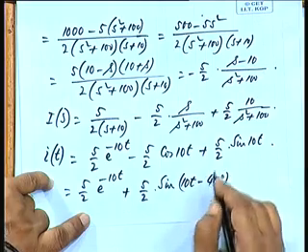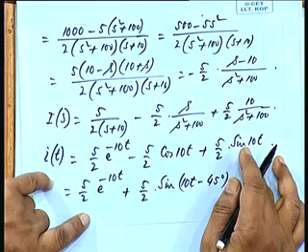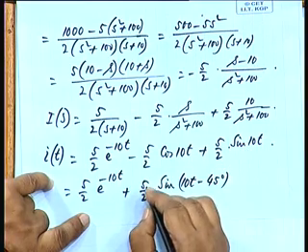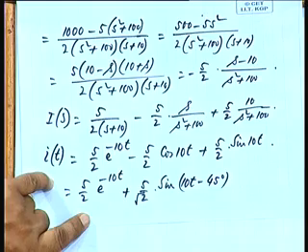Anything else? There will be a magnitude which will be root 2 times this, is it not? So, 5 by 2 into root 2. So, I can put 5 by root 2, is that all right?